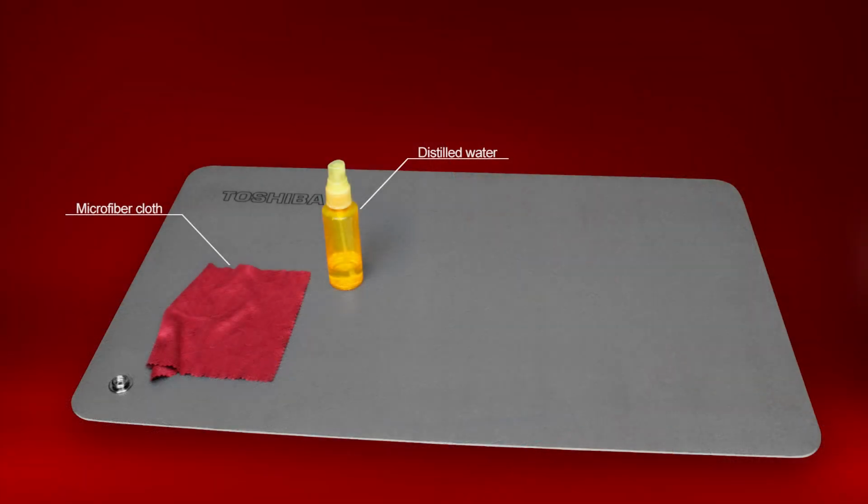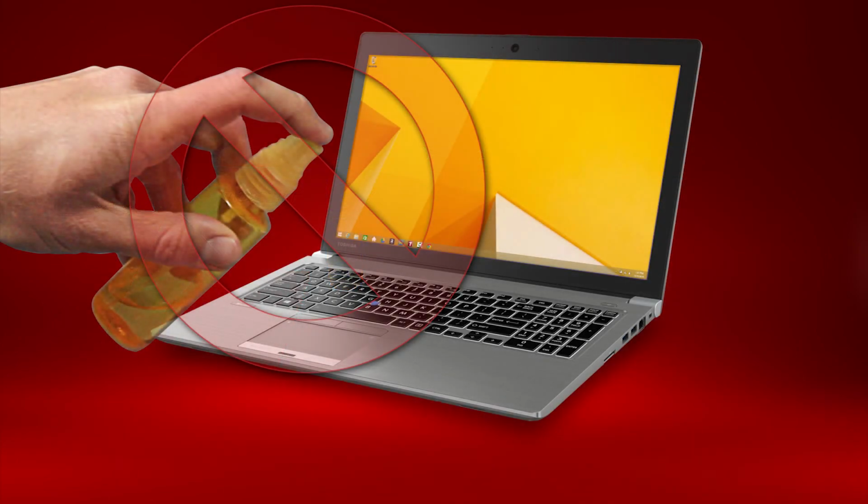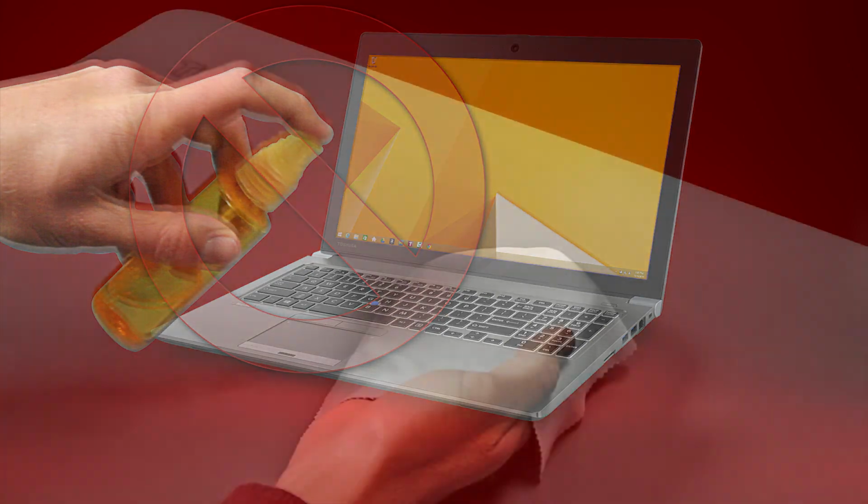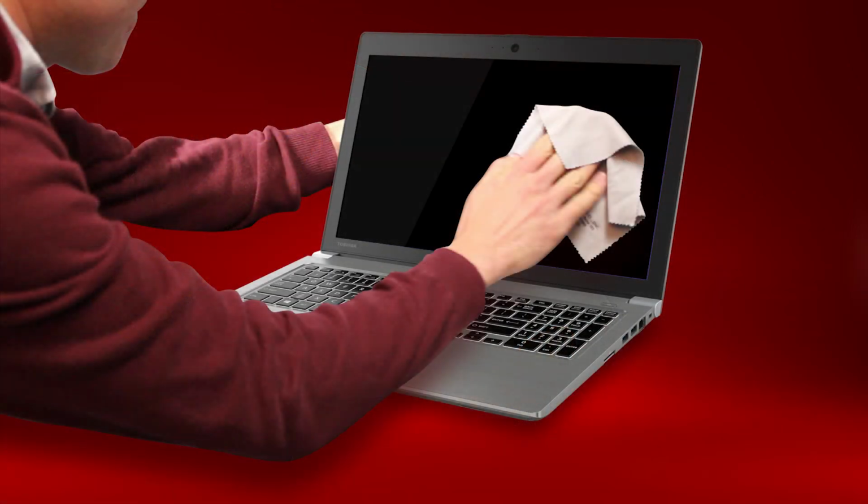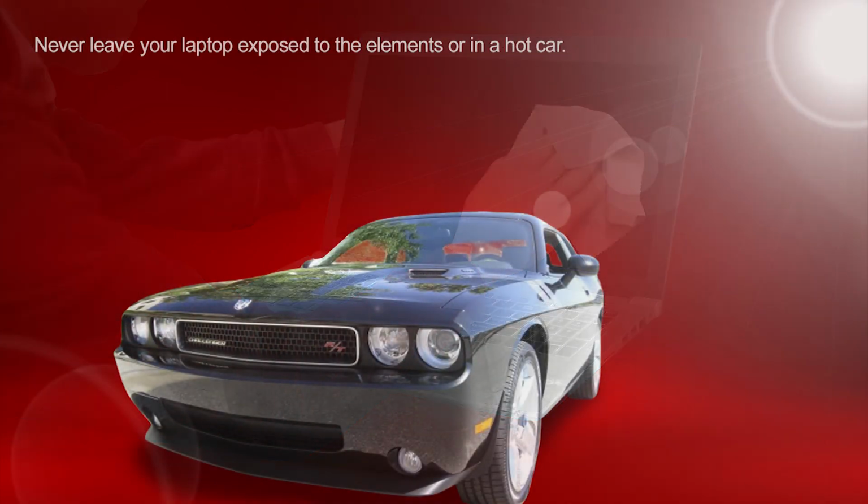Use a microfiber cloth and distilled water to clean the display. Never spray any liquid directly on the display. Apply the liquid to the cloth first, and then gently wipe the display. Wipe the exterior using a soft cloth. Do not leave your laptop in a hot car or in direct sunlight.